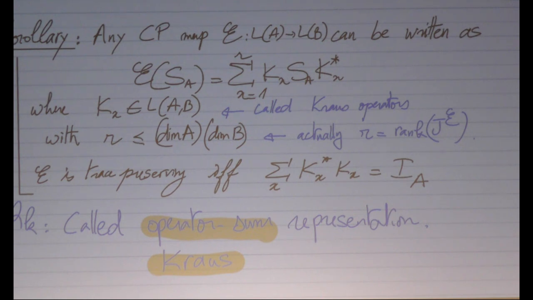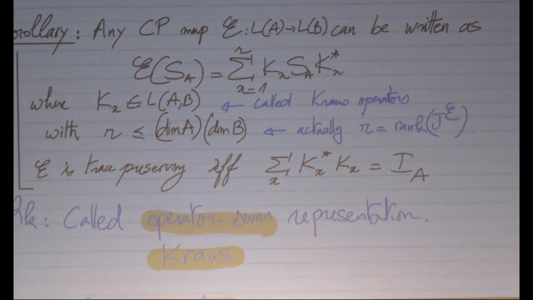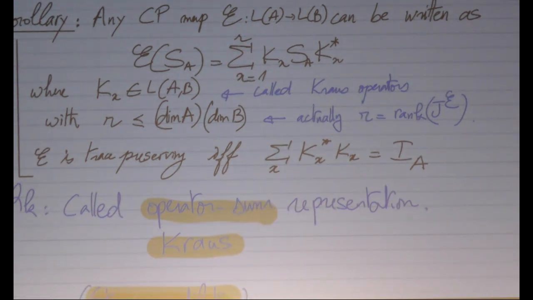Now let's move on to the second representation of completely positive maps or quantum channels. It's this Kraus representation, and it follows immediately from the previous theorem that any completely positive map can be written in the following form. I can write it as a sum of the input sandwiched by K_x, for some arbitrary operators K_x. These are sometimes called Kraus operators.